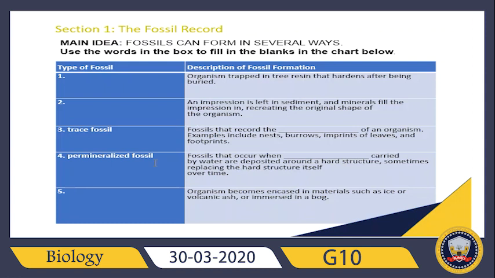So what about the last way by which fossils can be formed, guys? Here, an organism becomes encased in material such as ice or volcanic ash, or immersed in a bog. Here, the type of fossil is called what? Preserved remains. Exactly, preserved remains. So we have preserved remains, we have the permineralized fossil, we have the trace fossil, we have what else? The natural cast, and we have the amber preserved fossils. These are the 5 main ways by which fossils can form.